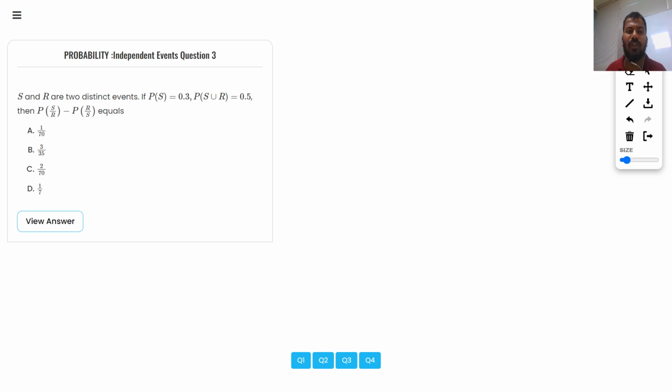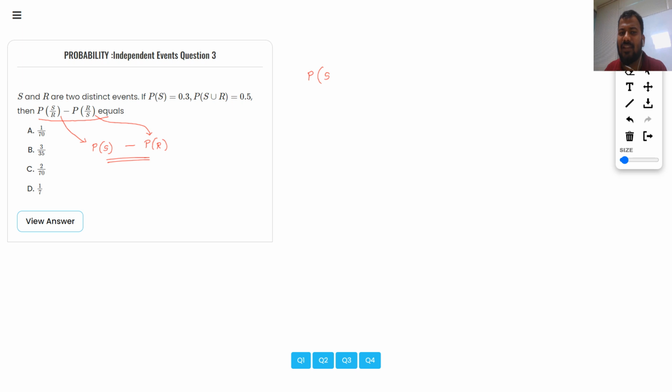So now if you're going to look into this, since they are independent events, I can say probability of S given R can be directly taken as probability of S, and probability of R given S can be taken as probability of R directly. Now they are asking us to find out this value, probability of S minus probability of R. In order to find this out, I need to find out the probability of R first. We have already seen 3 conditions earlier.